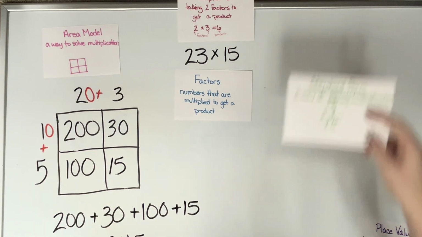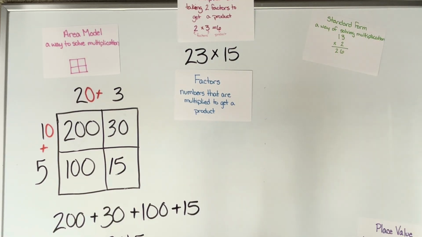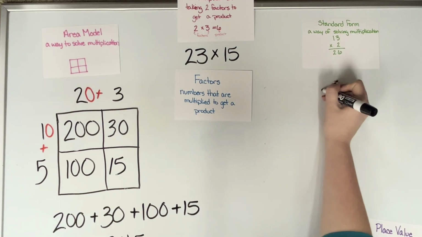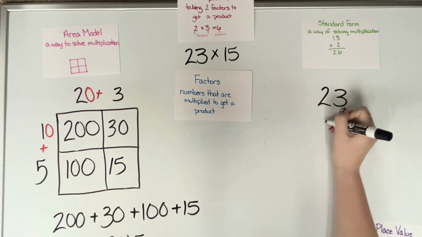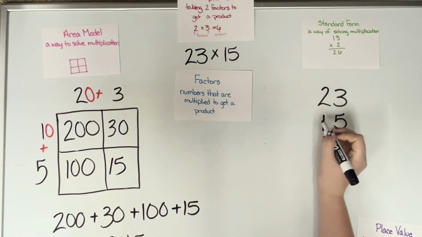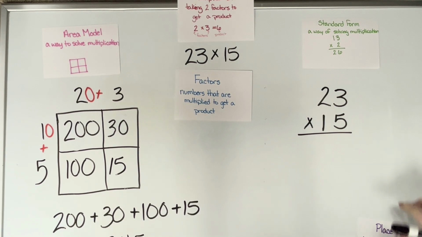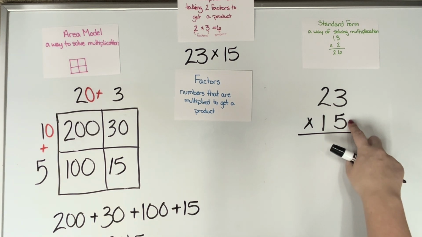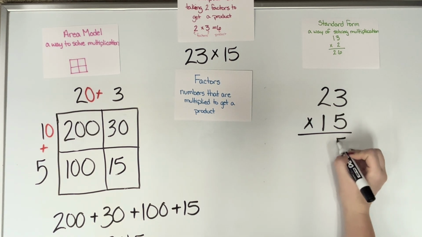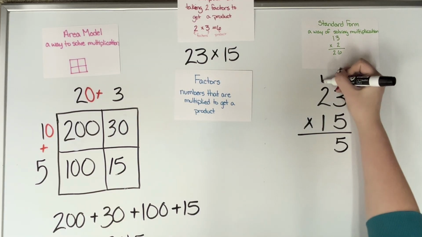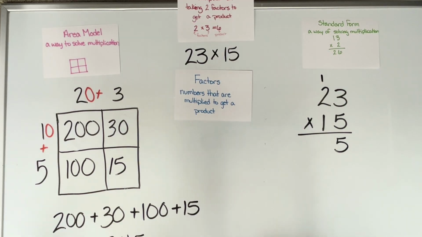So now we're going to use standard form. Now, in standard form, you're going to be stacking our 2 factors on top of each other. While we do standard form, we're going to be pulling the same key vocabulary that we were using doing the area model and showing how they relate here. So we have 5 times 3, and that equals 15.